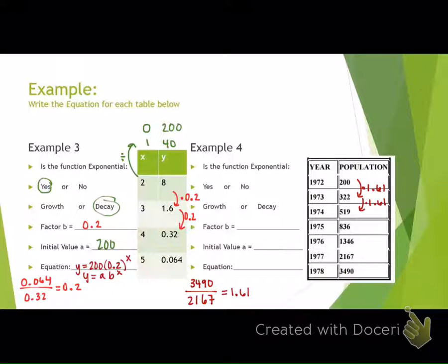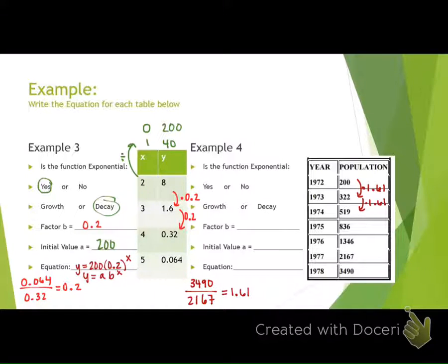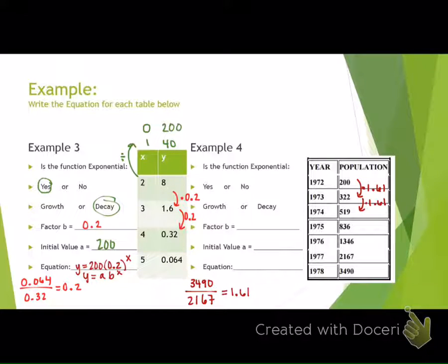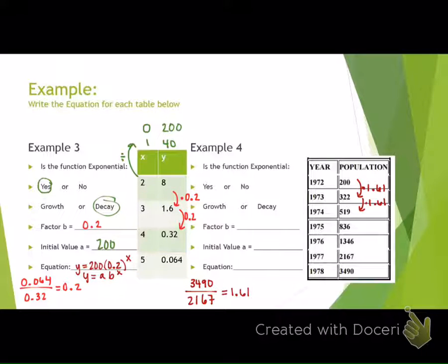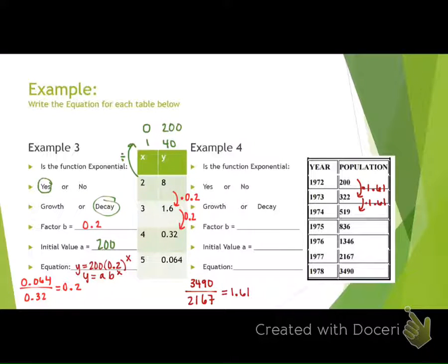And what do you get? 518.42, or what is it? So it's close to it. It's not going to be exact because it is a population, but it looks like it's close enough to keeping that pattern. In this case, in context, things can be exponential because they're close to being exponential. They won't be as perfect as a non-context situation.